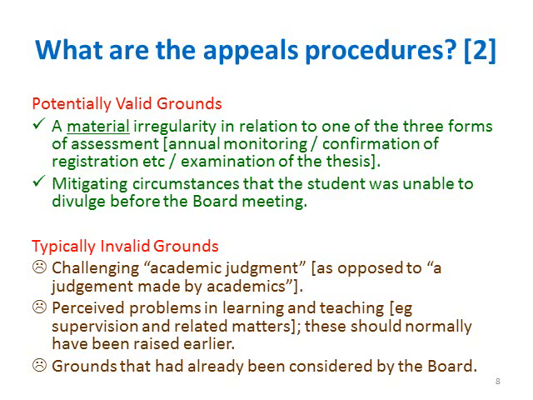A second ground which would not be valid would normally be a perceived problem in learning and teaching, for example, perceived problems with supervision. The normal expectation is that if students have issues with how they're being supervised, they should have raised this at the time. And in order for an appeal along those lines to be accepted, we would need to have a convincing explanation as to why the matter wasn't raised earlier.